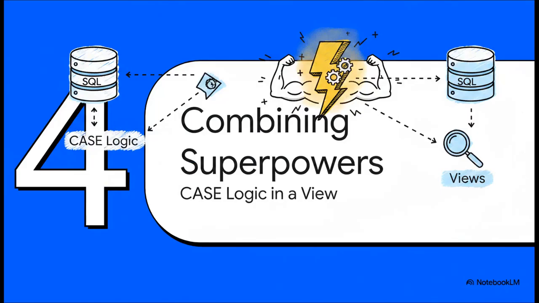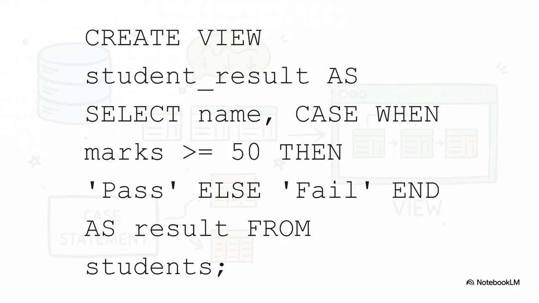Okay, here it is. This is the moment we've been building up to. We have a tool for complex logic, that's case, and we have a tool for making things simple and reusable, that's views. So what happens when we put them together? We create a genuine superpower. We get this beautiful piece of code.